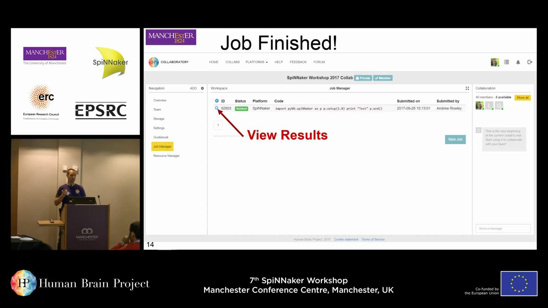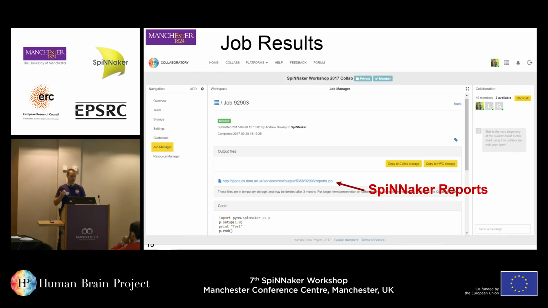We can now view the results of the job. And in this case, there isn't much interesting to see in this job. So I did a very quick job. I don't know if you can see the text at the bottom here. Basically just import p.setup, print test, p.end. So it doesn't do anything interesting. So there's no actual outputs here. However, there is an output file.